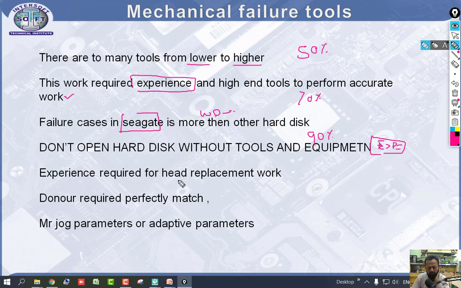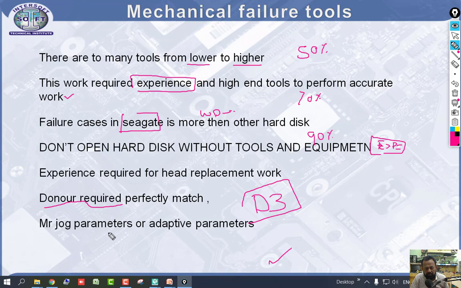Experience is required to work on head replacement and all those things. A donor is required, perfectly. We require the donor heads. Donor head means you have to match the particular model. We will see these things in the D3 module, how to match the donor and all those things.